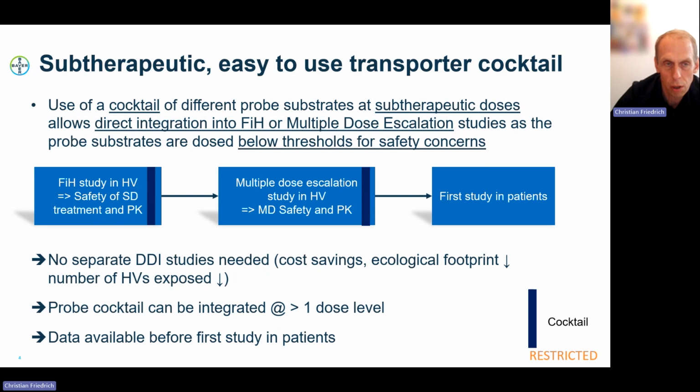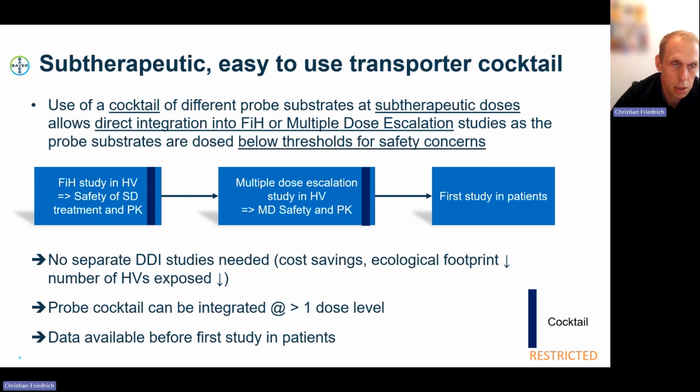With the before already mentioned advantages of cost savings, reducing the ecological footprint and the number of healthy volunteers exposed. An additional advantage is that this probe cocktail can be integrated at more than one dose level because you don't need additional study arms, you don't need additional studies. So it's very cost effective to integrate it into one of those doses here, and it can be done at 2 or 3 doses without any large effect.